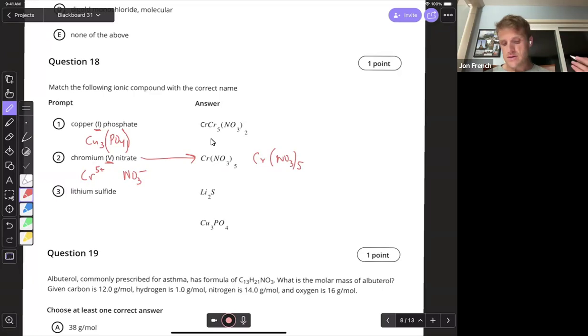And then the last one is also already matched up, the lithium sulfide. Sulfur is group 6, which means it's going to have a -2 charge. Lithium is group 1, so it's got a +1 charge. So we're going to need 2 lithiums to balance out the -2 on sulfide for question 18.